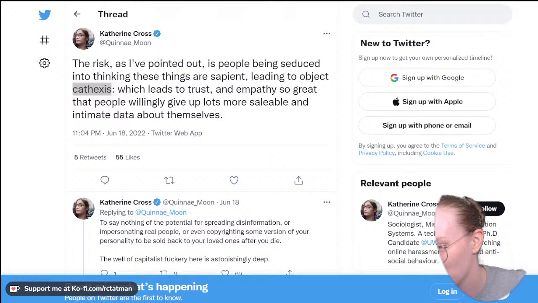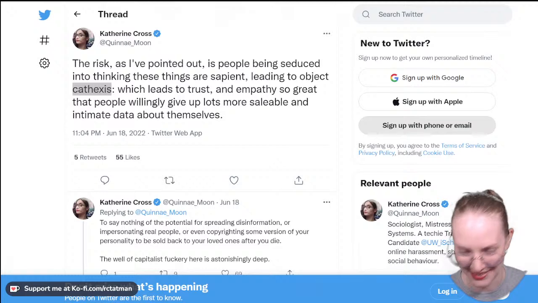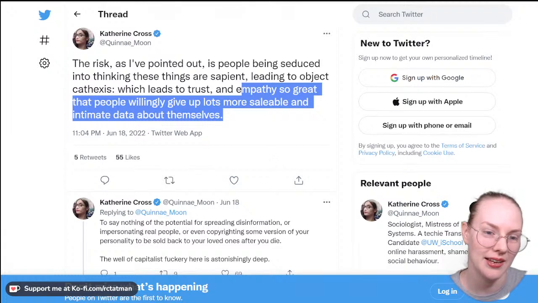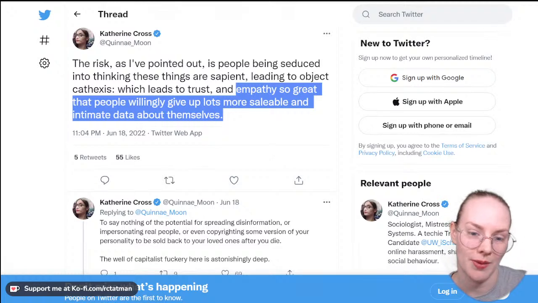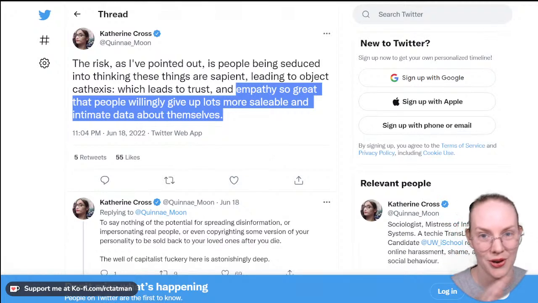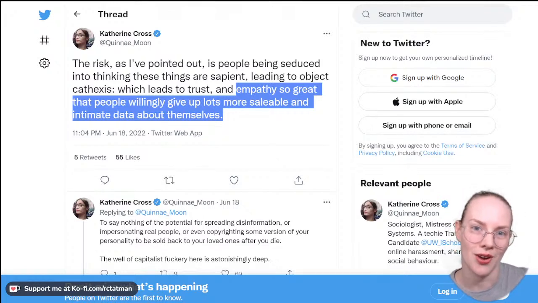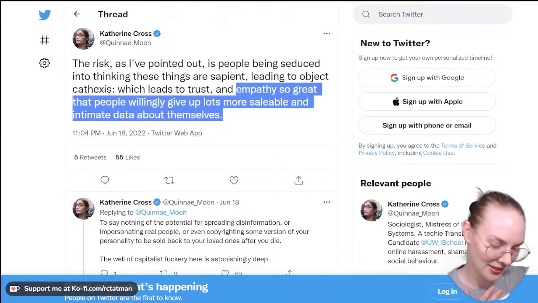Cathexis: the concentration of mental energy on a particular person, idea, or object, especially to an unhealthy degree. Which leads to trust and empathy so great that people willingly give up a lot more saleable and intimate data about themselves, right? Like, I am probably going to accidentally reveal more information in a conversation with a cute little robot than I would if the company that owns that robot just handed me a form and said, fill this out. I'd probably say no. But in a conversation, if someone's like, and where are you from? It's rude not to answer, right?